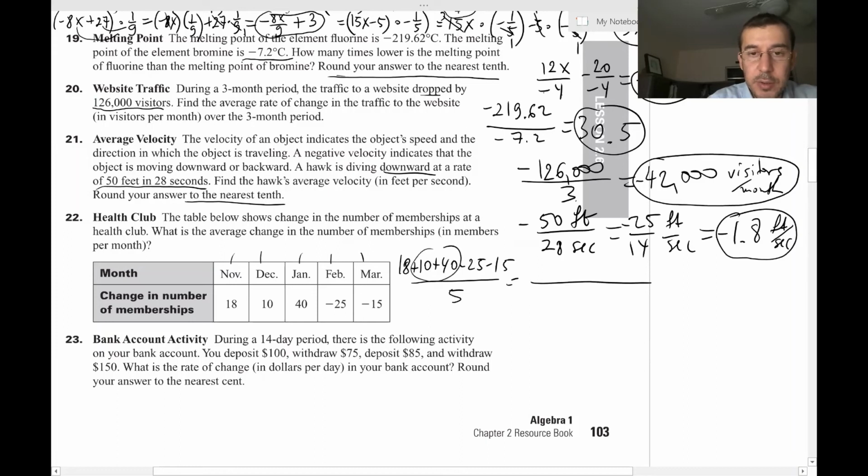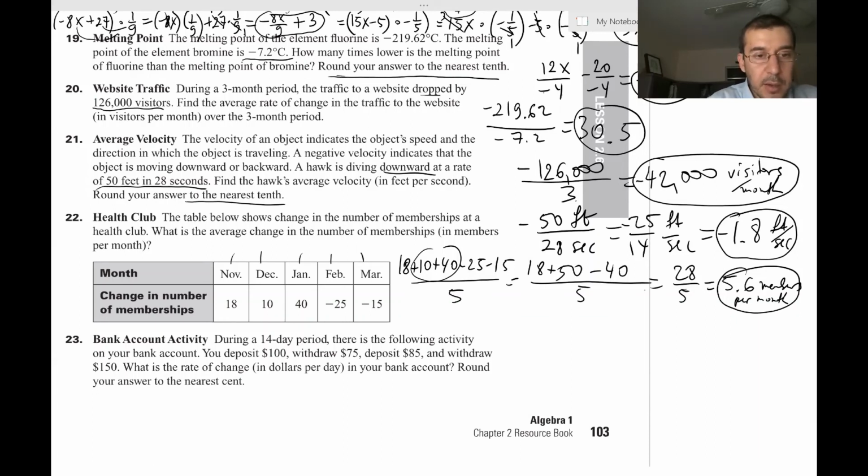40 and 10, these two is 50. We have 18 here in front. And then minus 25 minus 15 is minus 20, 30, 35, 40. Minus 40 over 5. 50 minus 40 is 10. 10 plus 18, 28. So 28 over 5 is 5.6. So what's the average change in the number of memberships? It is 5.6 members per month. Okay. That's 22.